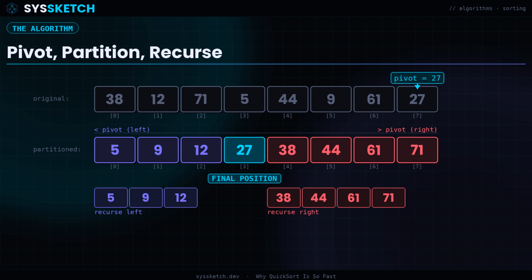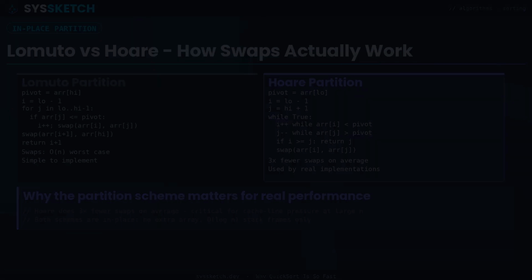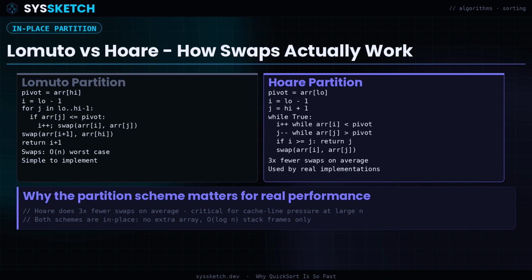The partition step is where the real implementation decisions live. There are two classic schemes. The Lomuto partition sets the pivot to the last element, maintains a slow pointer i starting at low minus 1, then scans a fast pointer j through the array. Whenever it finds an element smaller than or equal to the pivot, it increments i and swaps the two elements. At the end it places the pivot at position i+1. Lomuto is clean and easy to verify, but it performs O of n swaps in the worst case.